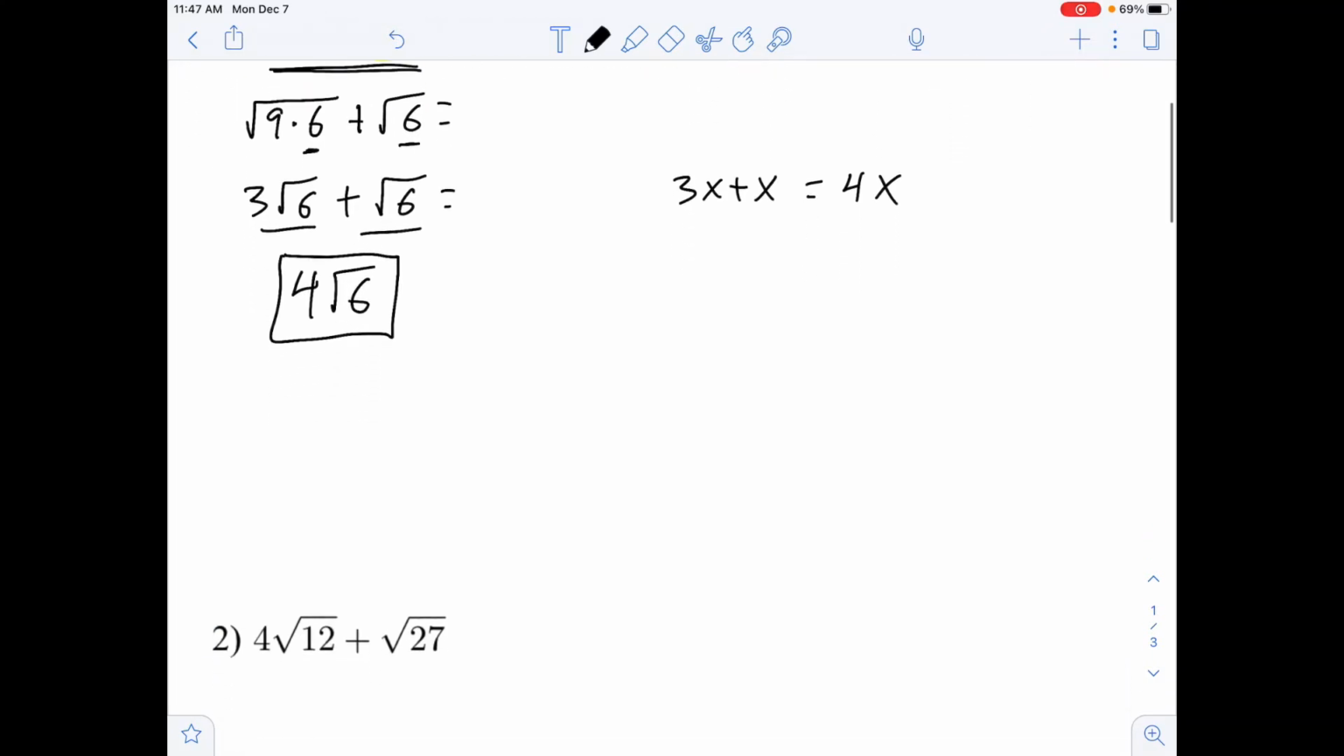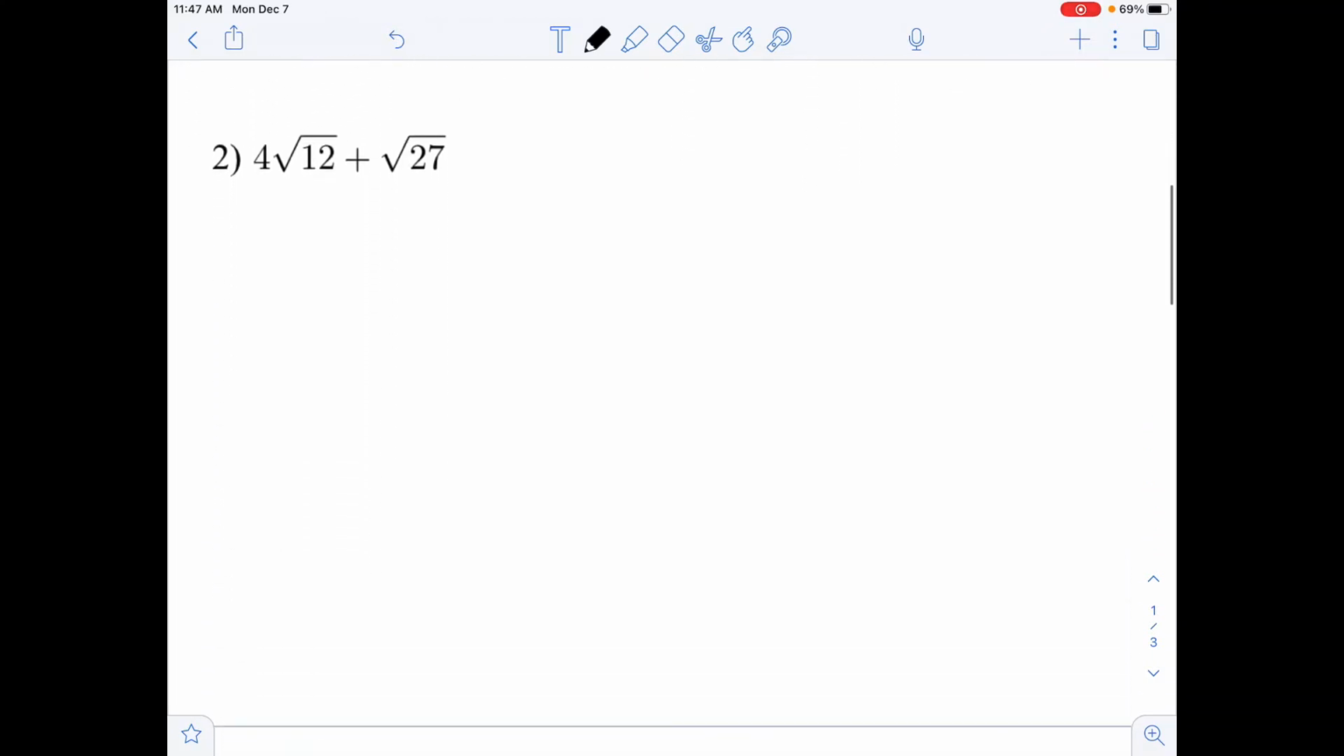So let's look at number two. You can see we have a number in front right here. We've got the 4, it's a multiplication. And we know what that means, we did it with simplifying the radicals. So again, the goal is to try to get these two to be the same if possible. And we're only going to know that if we simplify them all the way.